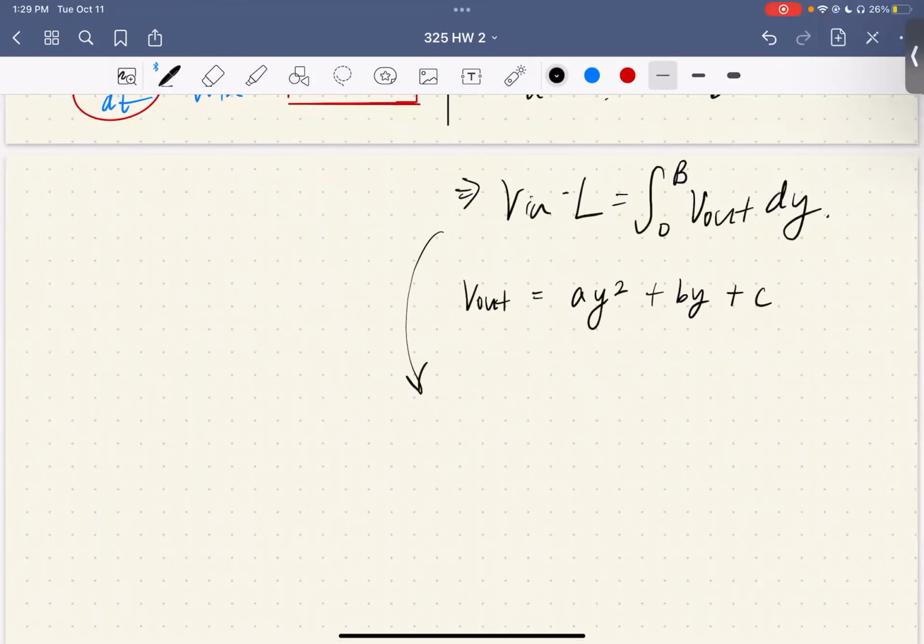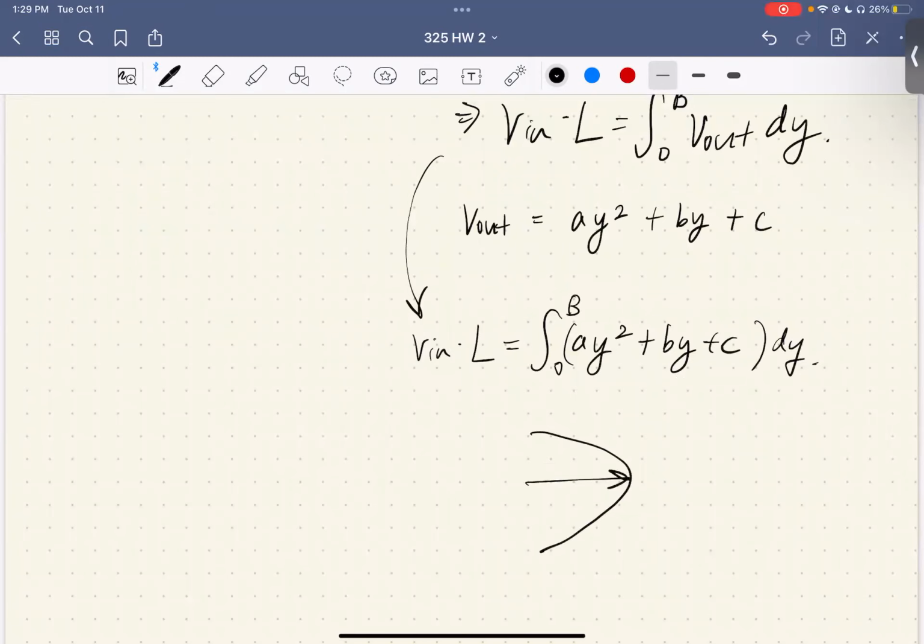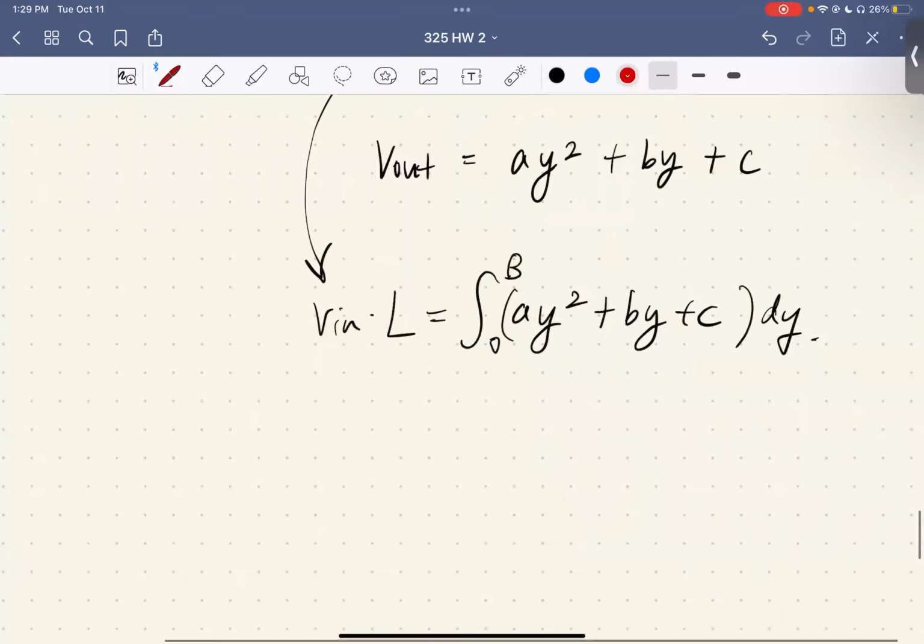All we're going to do is keep going. V n times L equals the integral from 0 to B of a y squared plus b y plus c, and then dy, right? So as you can see, we need to take the integral because, again, the flow profile changes based on the y direction. It's not constant. So we do need to take it for the most accurate approximation for this, right? Or not approximation, it's the exact value.